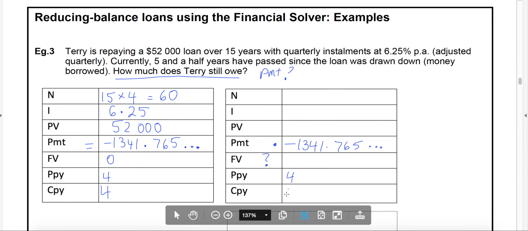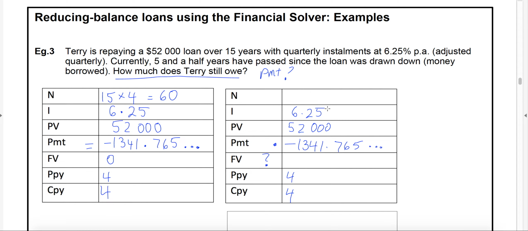So it's still PPY, CPY 4. The original amount that was borrowed is still the same as well, as is the rate. What's changing here is the number of payments. So 5.5 years quarterly. So 5 fours are 20 and half of 4 is 2. So we've got 22 payments for 5.5 years. Once we do that, we'll tab down to FV and we'll see what's owing on this loan.